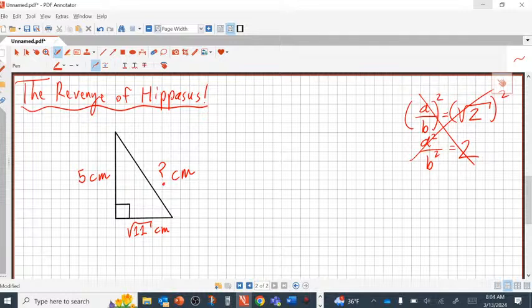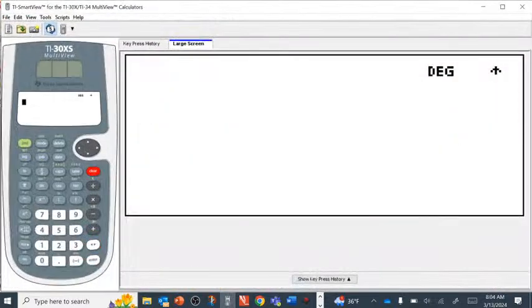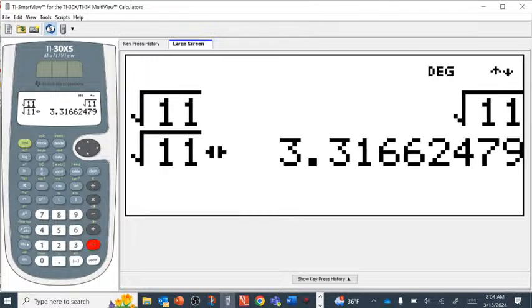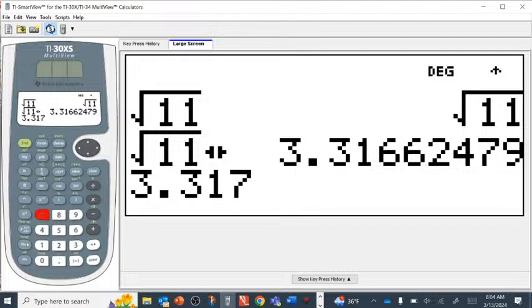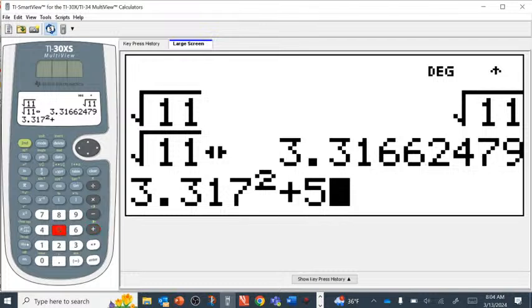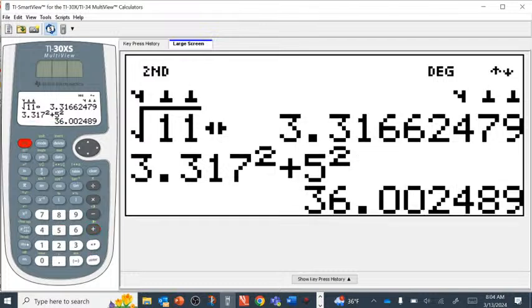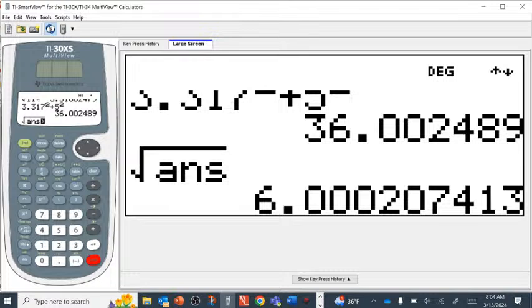Thomas, what did you get for this? 6 is the correct answer. Can I show you? I had some people in the past, not this time, but in the past they've said, I got something close to 6. And here's what they did. So they did square root of 11, 3.317 squared plus 5 squared. Take the square root of that. They said, I got something close to 6, but it was a nasty number.